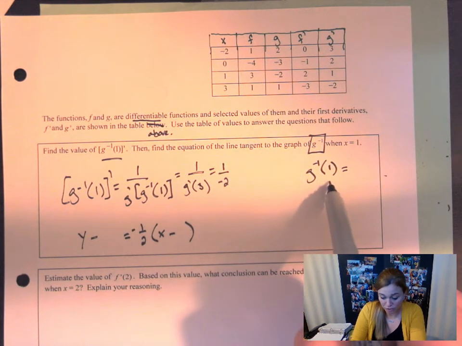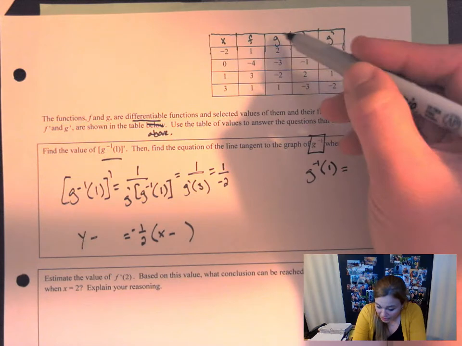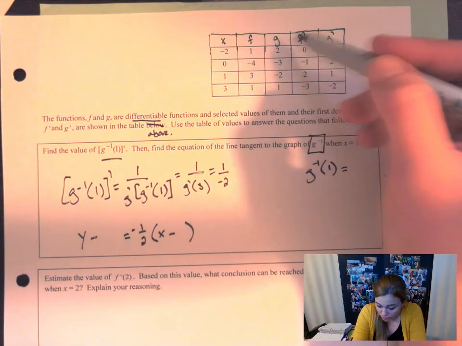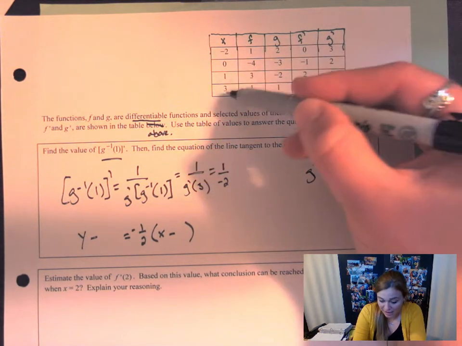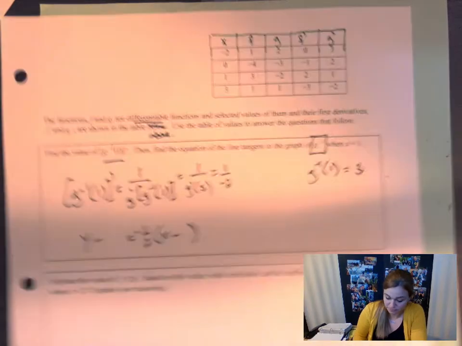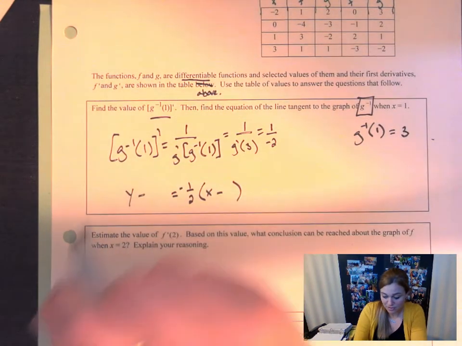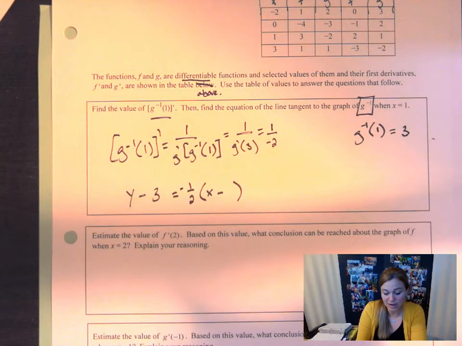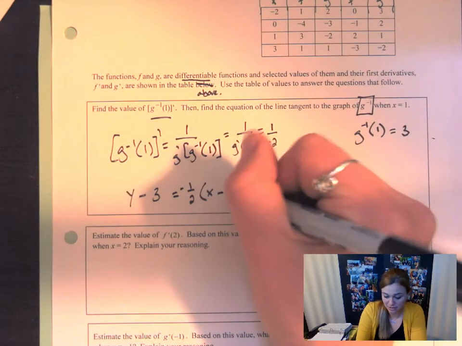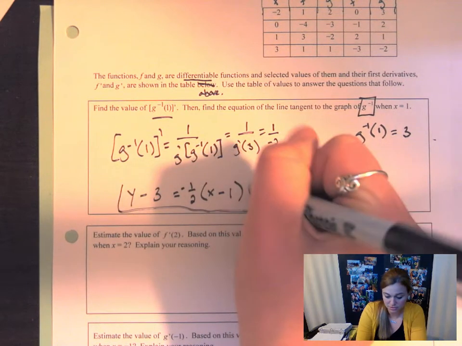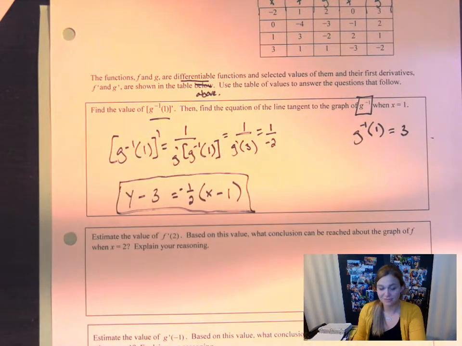So if I have 1, I'm going to go up here, G inverse of 1, I'm going to look for my Y value, I get my X value of 3. And I have a slope and a point. Y minus Y1, so Y minus 3 is equal to M times X minus X1. Ta-da! Let's do 2 more.